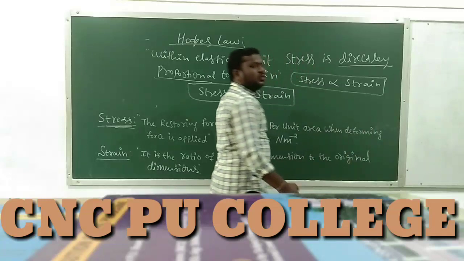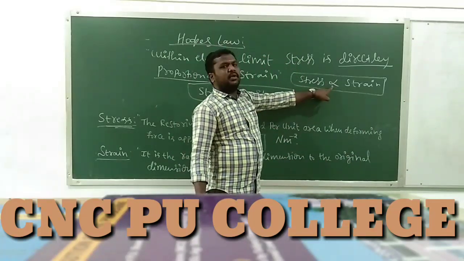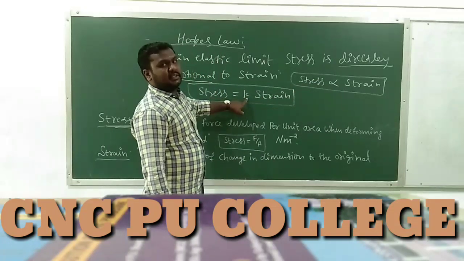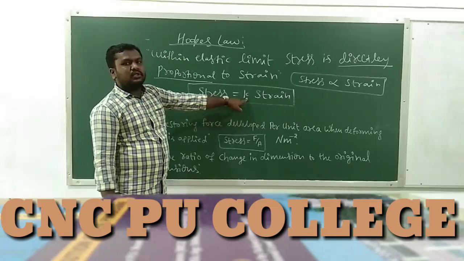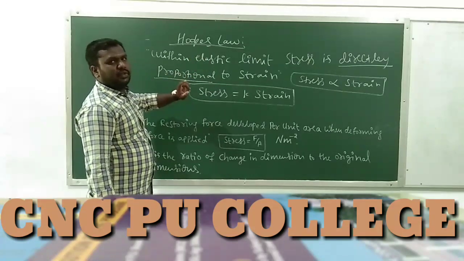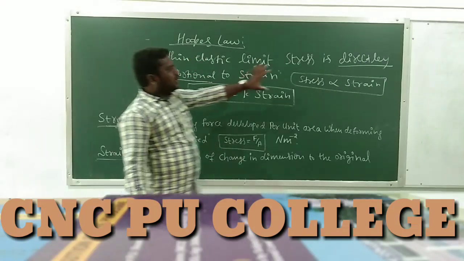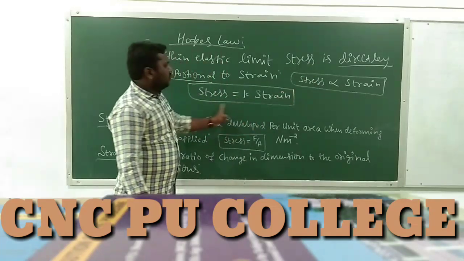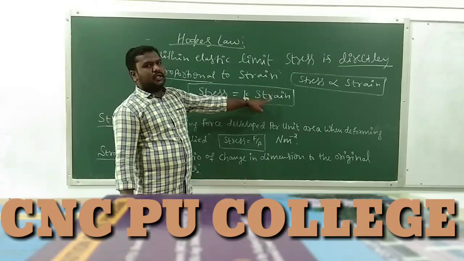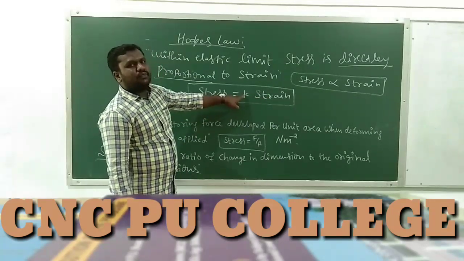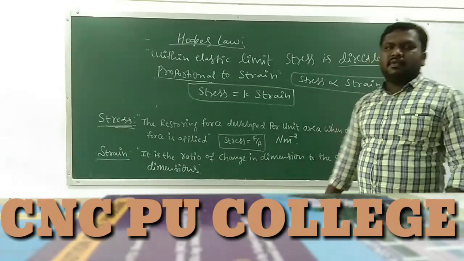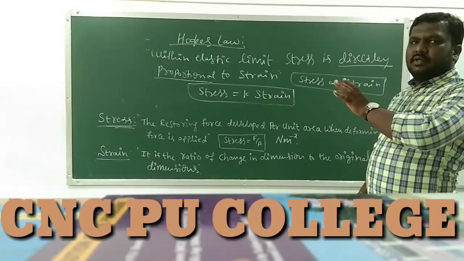This is the statement of Hooke's law, and the proportionality sign is replaced by multiplying with some constant, that is the modulus of elasticity. So K is the constant, the modulus of elasticity. Hooke's law relates stress and strain within the elastic limit, they are directly proportional, and this is the mathematical form: stress is equal to K into strain, where K is the modulus of elasticity. So this is all about the mechanical properties of solids.